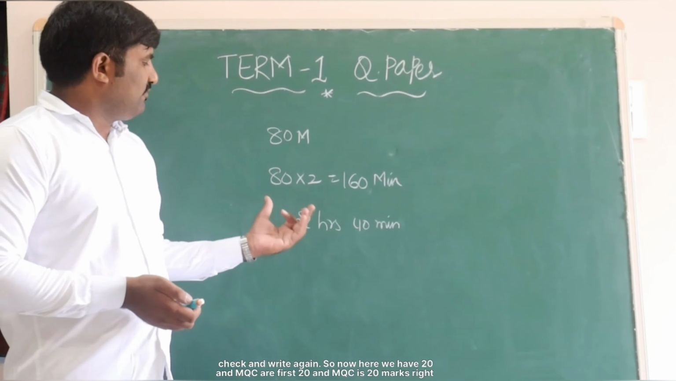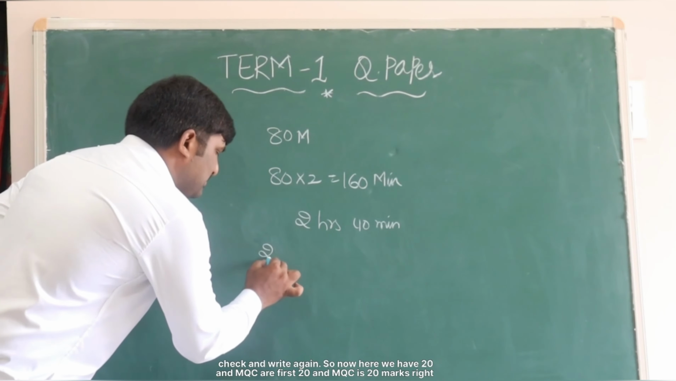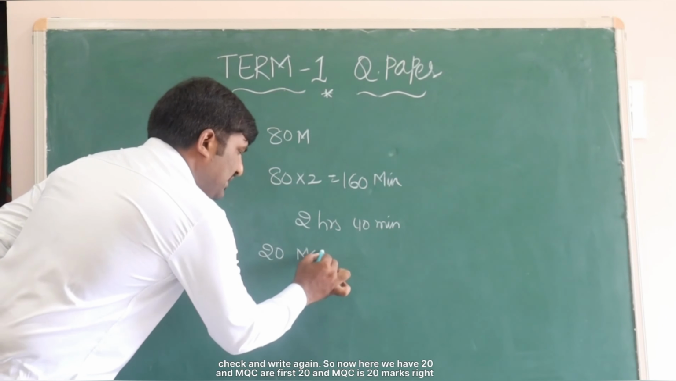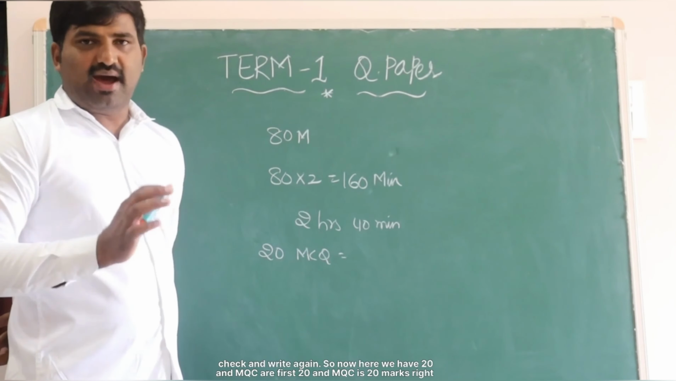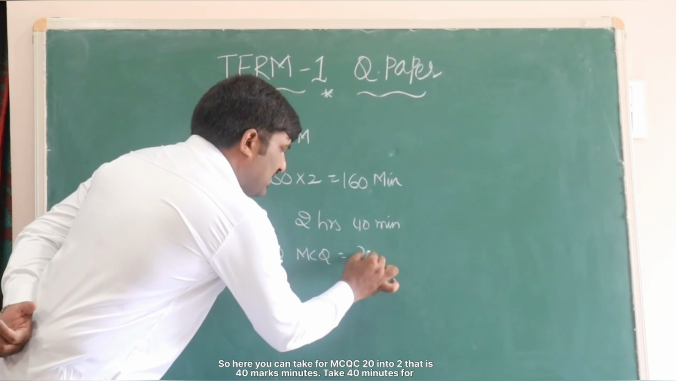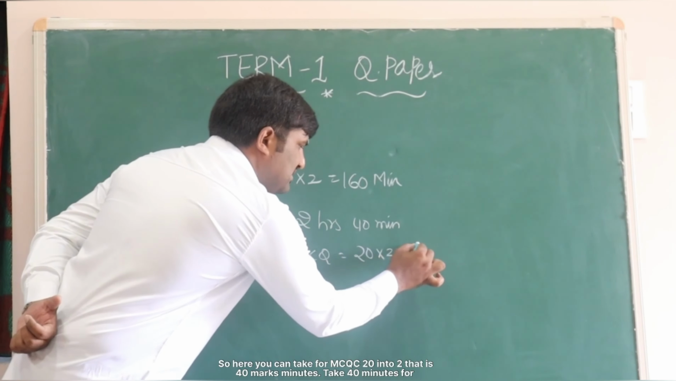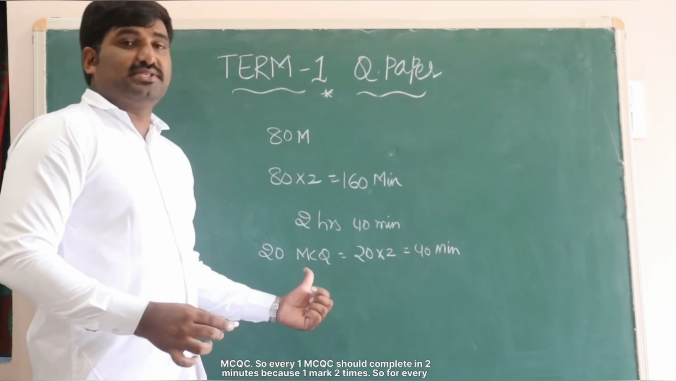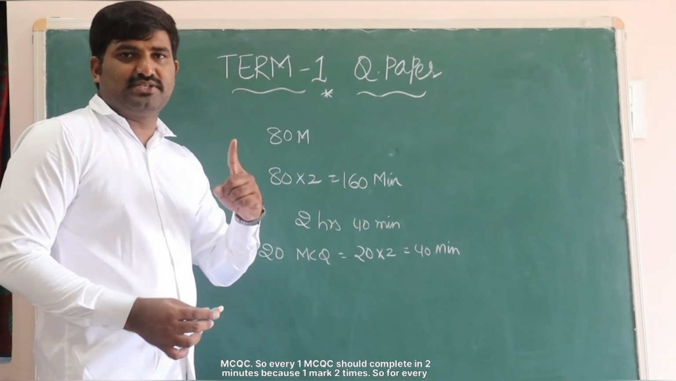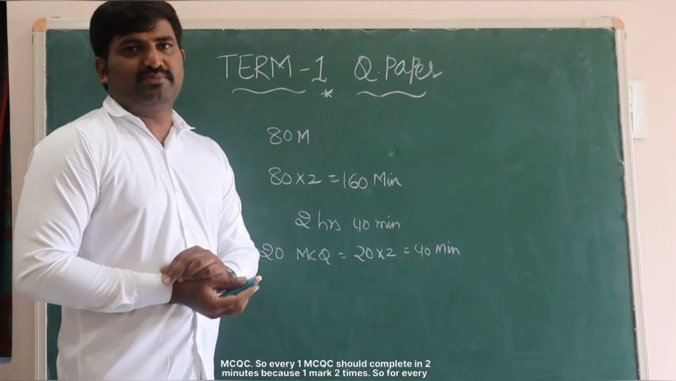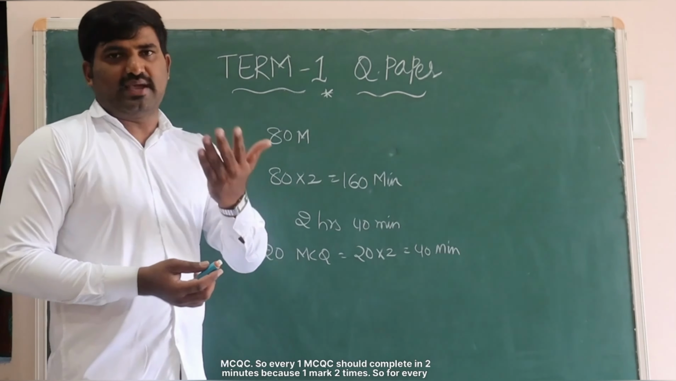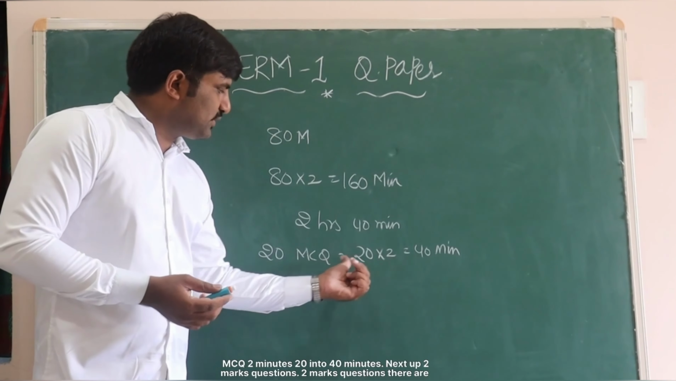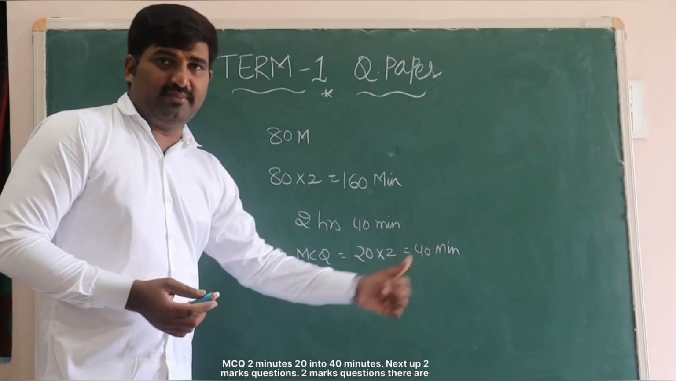Now, here we have 20 MCQs, 20 marks, right? For the MCQs you can take 20 into 2, that is 40 minutes. Every one MCQ you should complete in 2 minutes, because 1 mark takes 2 minutes. So for every MCQ 2 minutes, 20 into 2, 40 minutes.